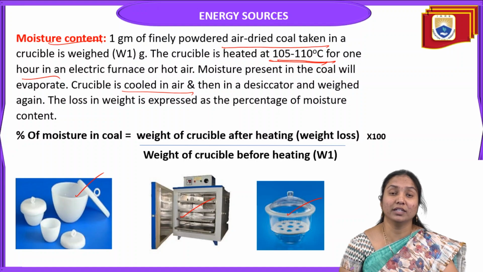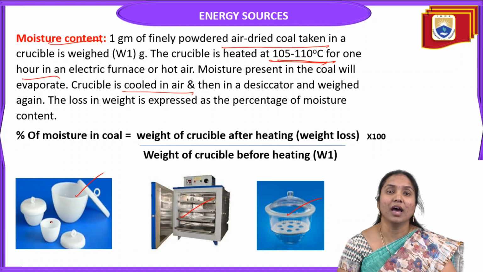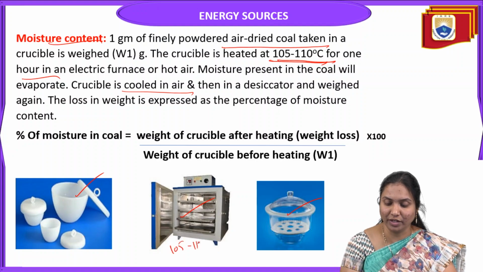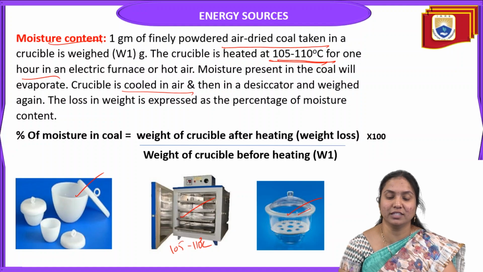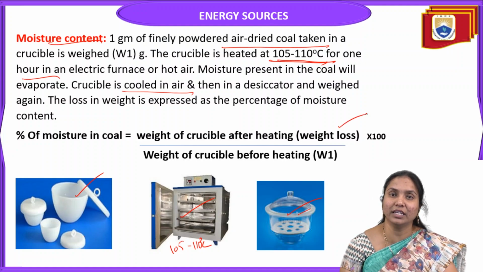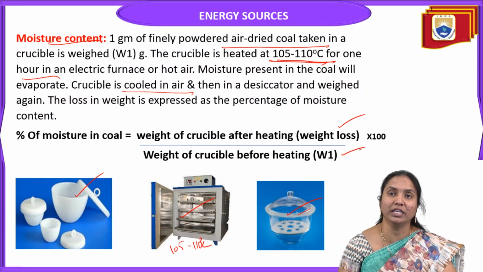The loss in weight is expressed as the percentage of moisture content present in the coal sample. So how can we calculate the moisture content? First, 1 gram of powdered coal sample taken in the crucible is heated in the muffle furnace for 1 hour, maintaining the temperature at 105 to 110 degrees centigrade. If moisture is present, it will evaporate. Then the crucible is cooled in air, then in the desiccator, and weighed again. The loss in weight is expressed as the percentage of moisture content. So percentage of moisture equals the weight of crucible after heating divided by the weight of crucible before heating, into 100.